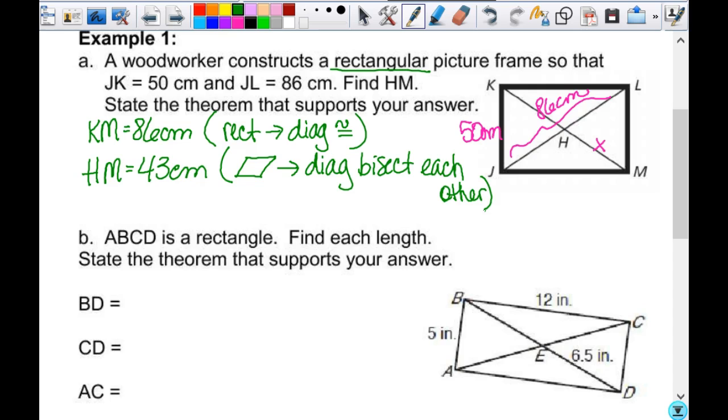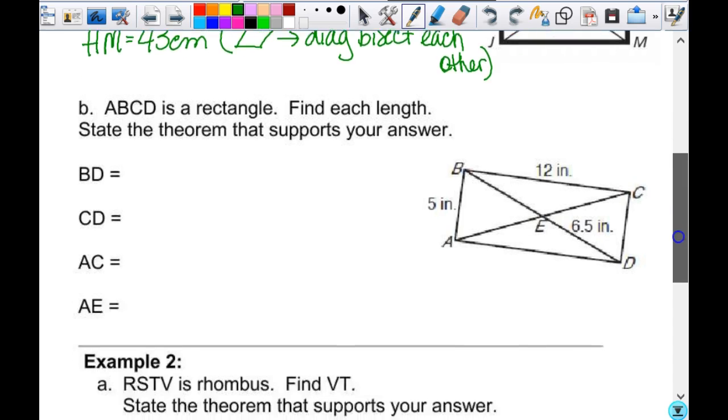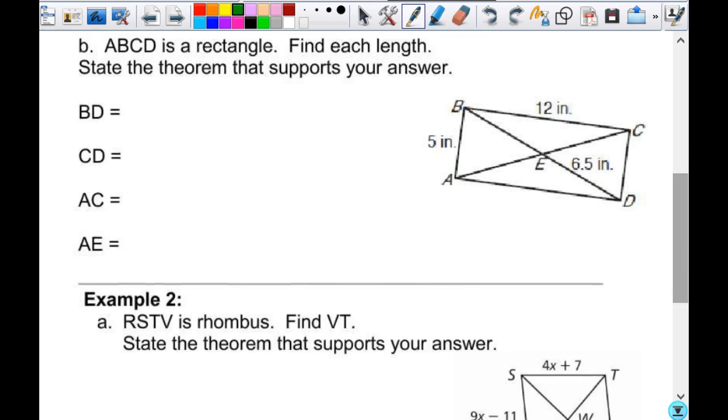Any questions about that? All right, so let's look at this next one. It says ABCD is a rectangle, so good. Again, you got to focus on, okay, I know it's a rectangle, so you know some things going on here. Find each length, state the theorem that supports your answer. All right, so I'm looking for the length of BD. What would the length of BD be? 13, right? It's 13 inches.